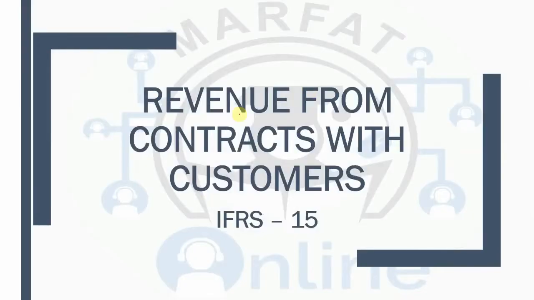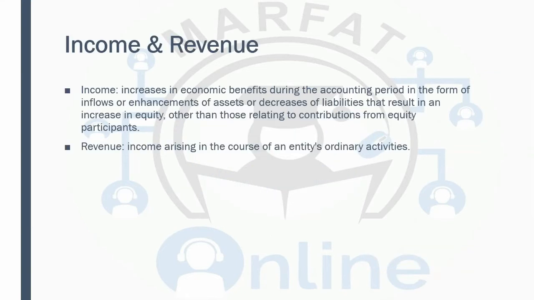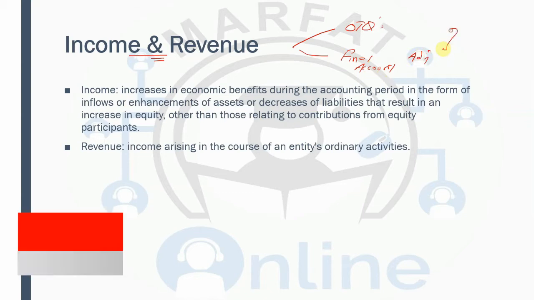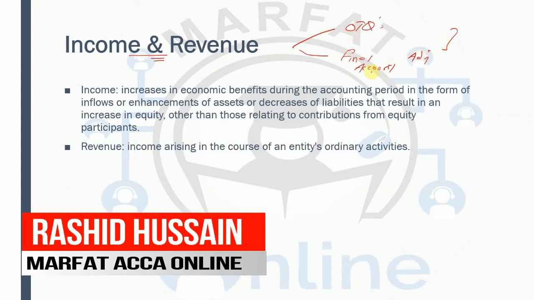Alright, dear students, now we are going to revise one of the most important standards of the F7 exam, which is revenue from contracts with customers, and the number of the standard is IFRS 15. The first thing you need to understand is the difference between income and revenue, because this concept can be tested as part of the objective test question or in the final account adjustment. And we have seen in the past that this concept has been tested both in the objective test questions and in the final account adjustments.